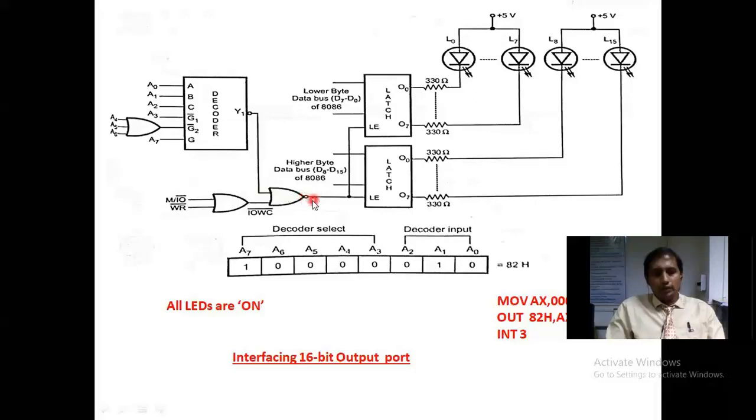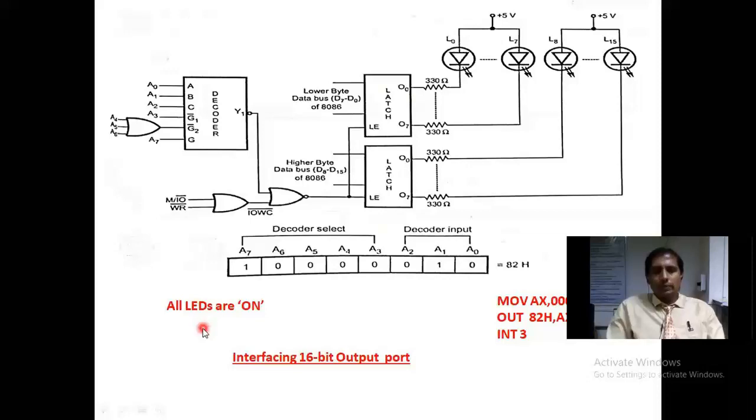We are using a NOR gate here. That 1 will be given to LE, and then it will activate. The same 1 is given to this LE also, so at a time both latches are activating. The address of the first latch is 82 and the next latch is 83, because each latch can transmit only 8 bits, but we have 16 bits, so we need two latches. For that, one latch address is 82 and the other latch address is 83.